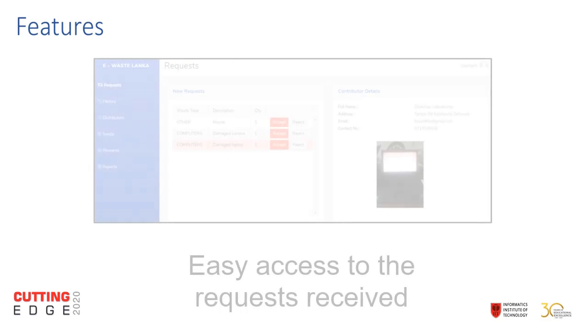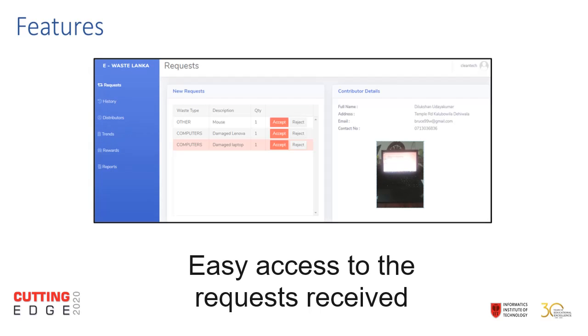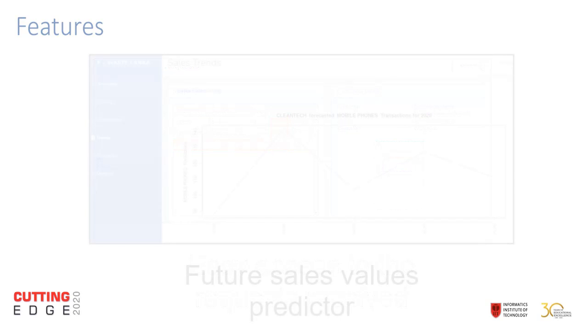Next, I will be moving into the key features of the recycle company owner's web application. This would be the landing page of this application. This page will display the latest requests that have been assigned to the recycle company. The waste details that are entered by the contributor are also displayed in this screen. A company owner could accept or reject a request received based on their business plans. While accepting, an owner could simply assign a waste collector for the collection of the waste in this screen itself.